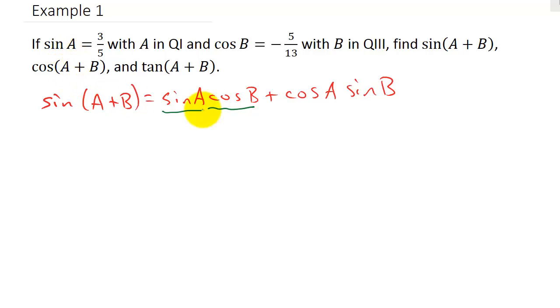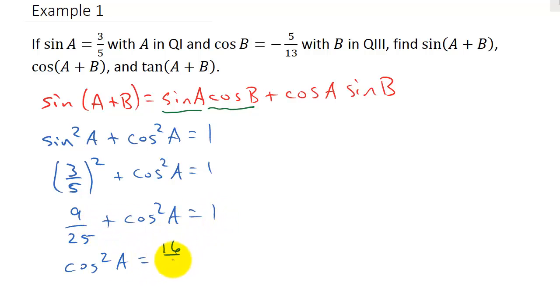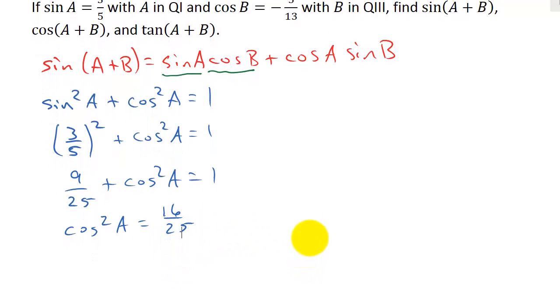We have sine A, and we're looking for cosine A. We know that sine squared A plus cosine squared A is equal to 1. If we plug 3/5 in for sine A, that's 3/5 squared, so we have to square the 3/5, plus cosine squared A equals 1. So this is 9/25 plus cosine squared A equals 1. If we subtract 9/25 from both sides, we get cosine squared A equals 1 minus 9/25, which is 16/25. I'm not going to go over the arithmetic.